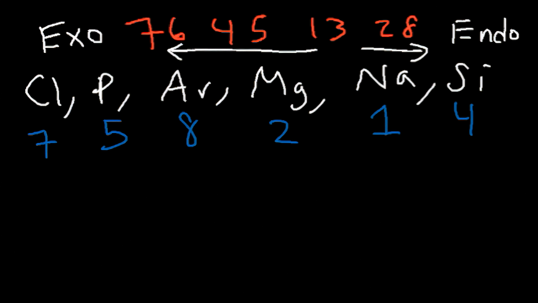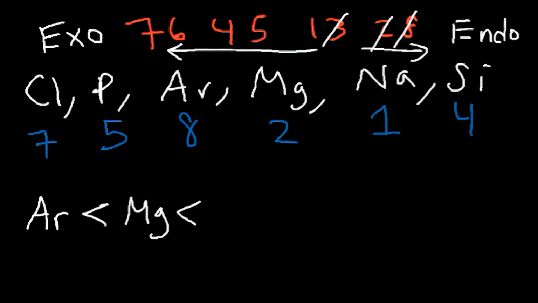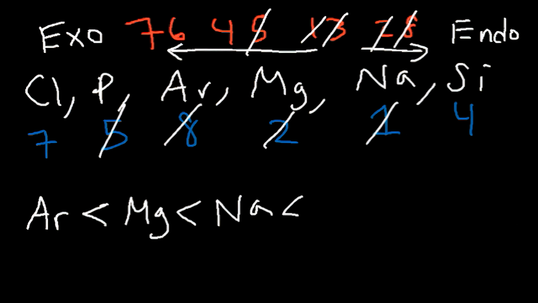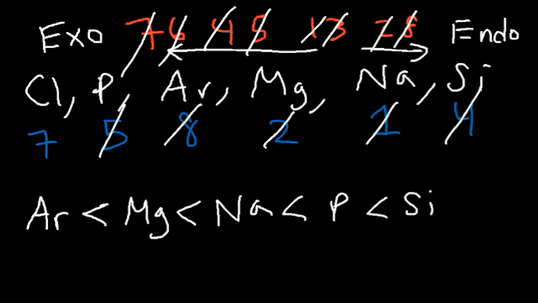So from endo to exo, let's start with group 8. So argon is going to be endothermic, and magnesium, which is in group 2, that's endothermic. Now we don't have any group 3 elements, so we can get rid of that. The next one is group 1, which is sodium. And then after that we have group 5, which is phosphorus. And then group 4, which is silicon. We don't have any group 6 elements. The last one is group 7, which is chlorine.